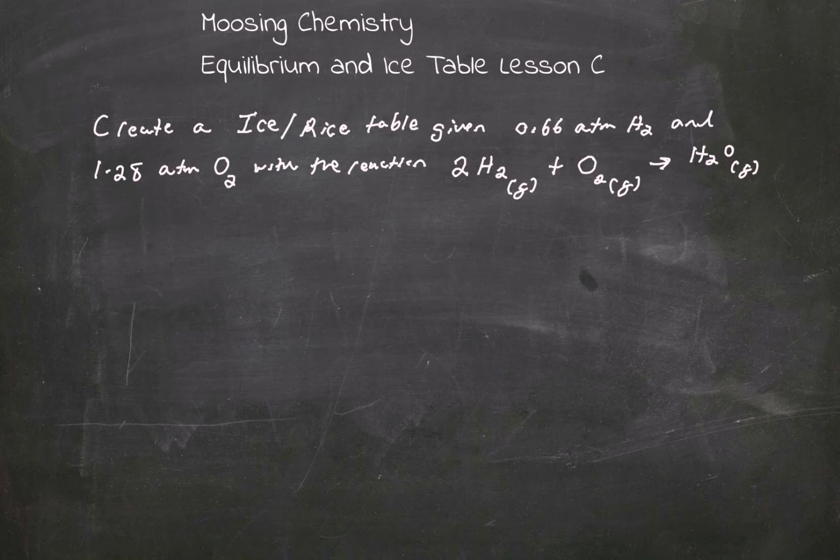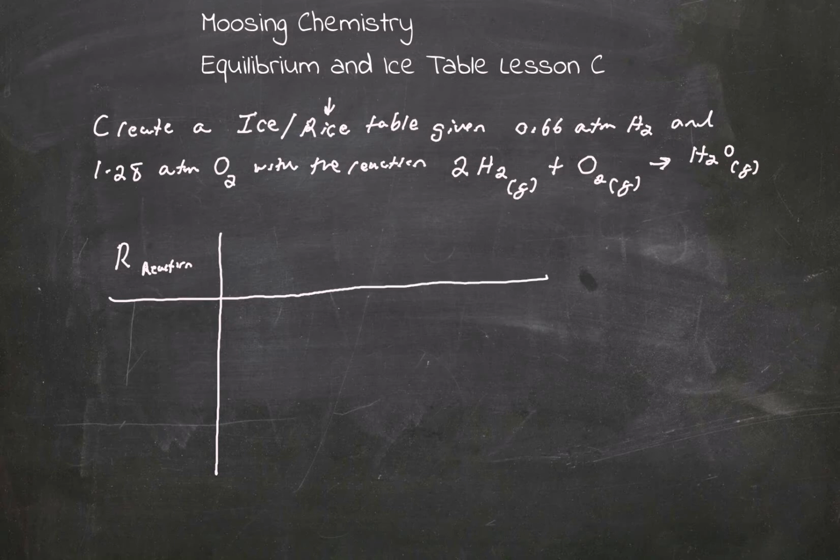So anyway, now what we're going to do is create an ice table or rice table. I like to use the rice because the R stands for reaction. So now we're going to set up a table. We're going to want reaction, and we have 3 items that we're going to be looking at. So we're going to need 3 columns on top of that. That's 1 column, 2 columns, and here's our 3rd column.